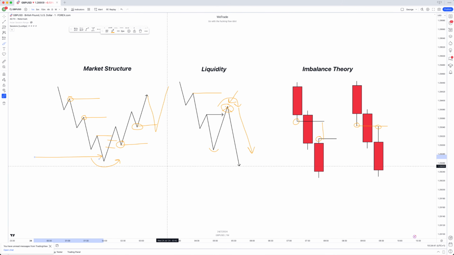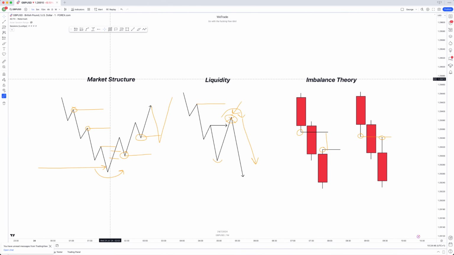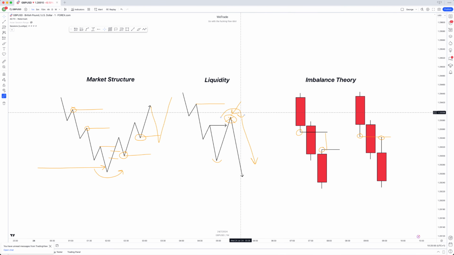Okay, so a quick recap on this, just to keep this video short and sweet. Market structure tells us which direction the market is moving in and when the market direction is changing. Liquidity tells us or shows us where potential turning points in the market are going to be. Okay, where is price going to want to run to? Where is price going to potentially run away from? Because the market fundamentally moves from buy side liquidity to sell side liquidity. That's it. It runs from liquidity to liquidity.